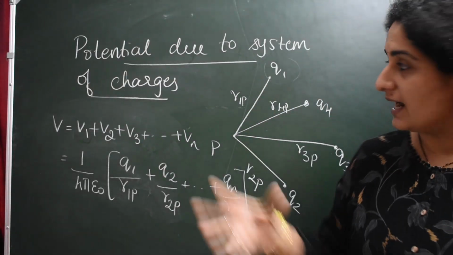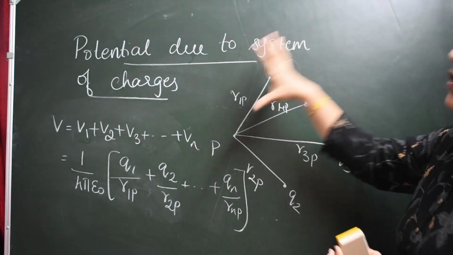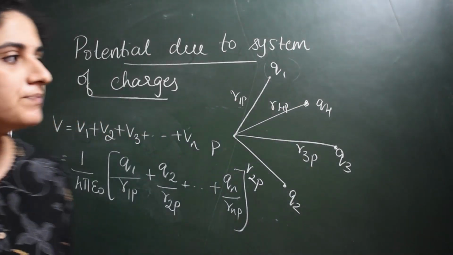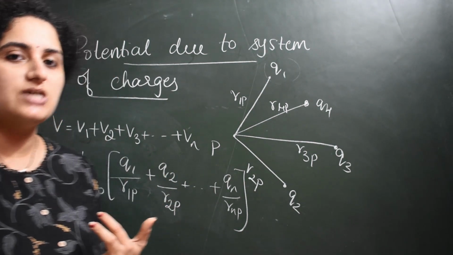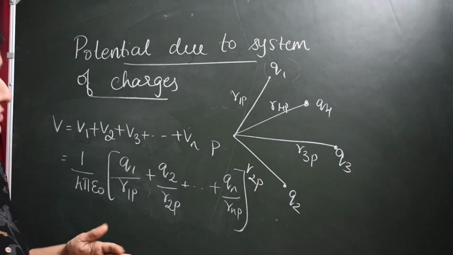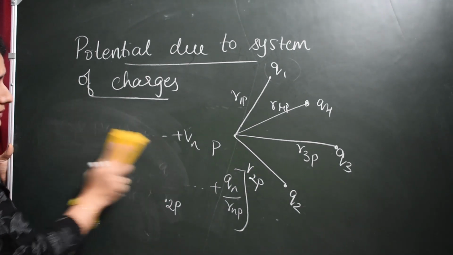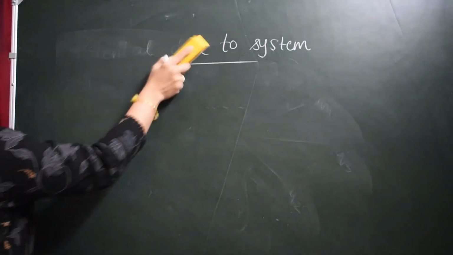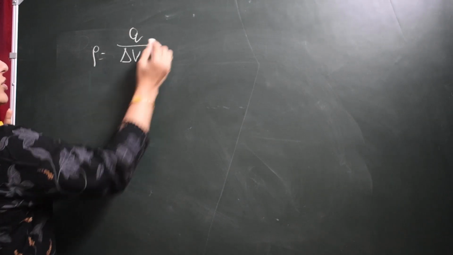Now if we consider a continuous distribution of charges, in a whole system, we have studied this in the previous chapter for the electric field due to different types, correct? Linear charge density, volume charge density, surface charge density, like that. So if I consider the continuous charge distribution, then let us consider the volume charge density, rho. In one volume, delta V, rho will be equal to Q by delta V.